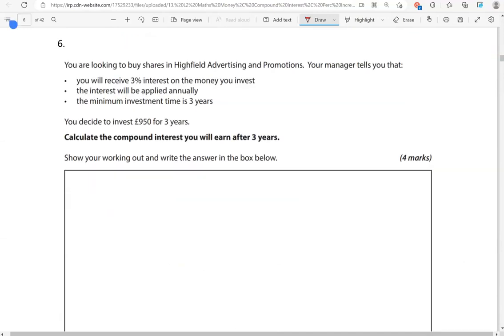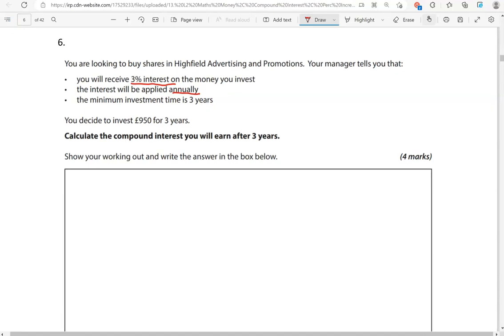You are looking to buy shares in Highfield Advertising and Promotions. Your manager tells you that you will receive 3% interest on the money you invest. The interest will be applied annually, so once a year, at the end of the year. The minimum investment time is 3 years. You decide to invest £950 for 3 years. Calculate the compound interest you will earn after 3 years. Show your working out and write the answer in the box below.